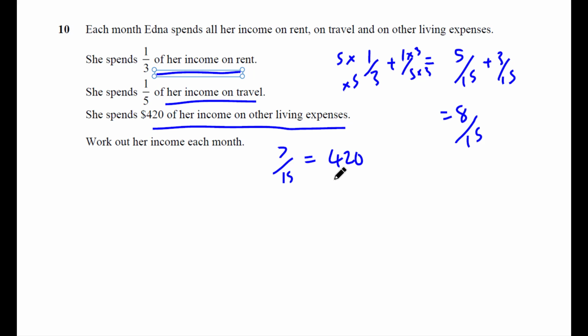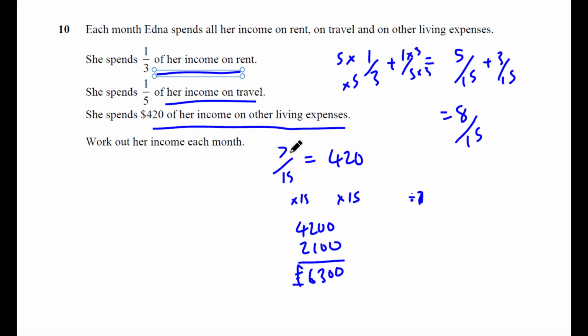So now it's like a reverse percentages question. So to work this out, we need to times both sides by 15, and then afterwards divide by 7. So 420 times 15 is going to be timesing that by 10, and then timesing 420 by 5, which is 2,100. That's 6,300, and that answer is 6,300.